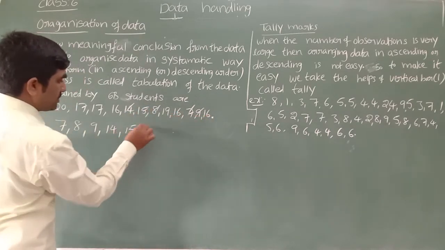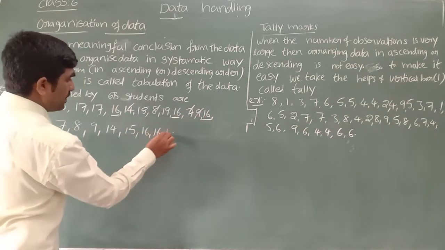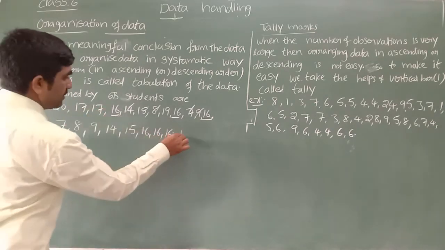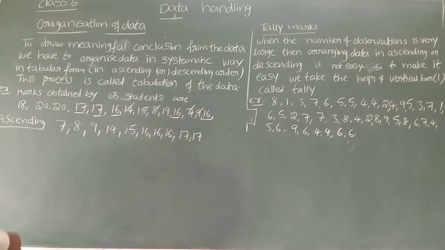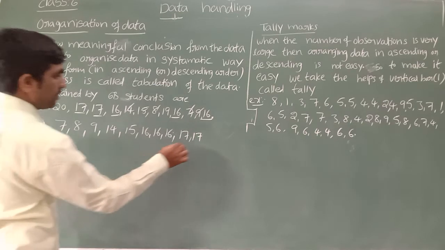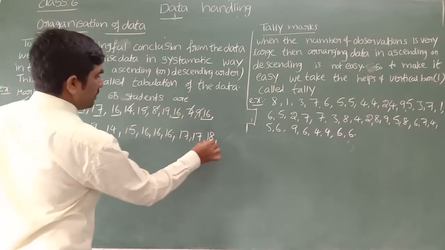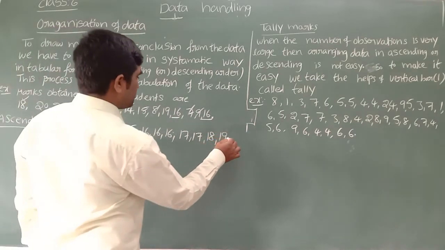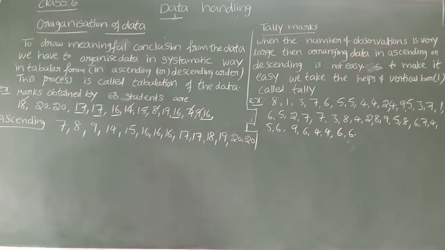16 is there 3 times: 16, 16, 16. Next, 17 is there 2 times: 17, 17. Then next, 18 is only once. We can write 18 here. Next, 19 is only once. And 20 is repeating 2 times. We can write 20, 20. Again, I arranged it in ascending order, small to big.